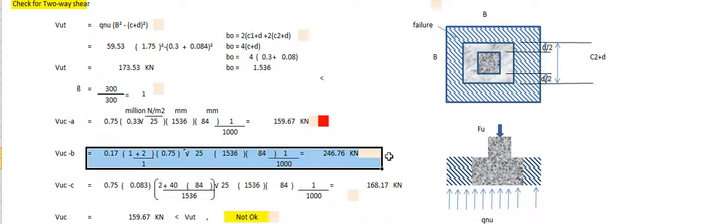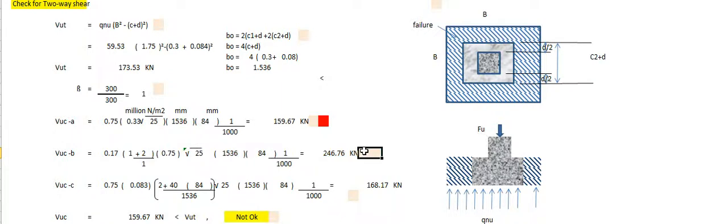Shear capacity at B is equal to 0.17 times 1 plus 2 over 1 times 0.75 times square root 25 times 1536 times 84 times 1 over 1000, so the result is 246.76 kilonewton.